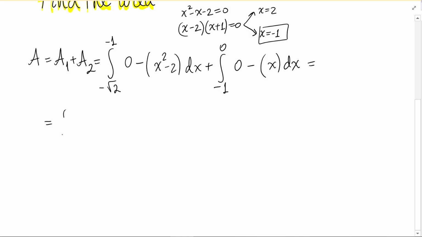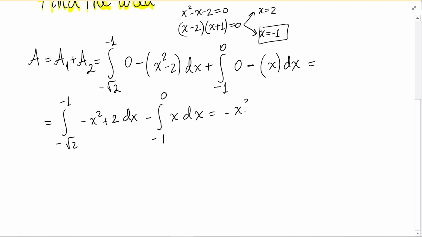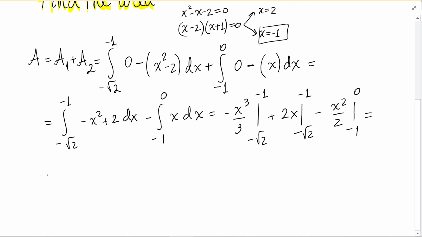So really quick, I'm going to open up these parentheses: the integral of negative x squared plus 2 dx. Then I can pull out this negative here: minus the integral from negative 1 to 0 of x dx. And when you calculate these integrals, make sure you clearly write your antiderivatives. So the integral of negative x squared is negative x cubed over 3 from negative square root of 2 to negative 1, plus 2x from negative square root of 2 to negative 1, minus x squared over 2 from negative 1 to 0, and let's compute them.